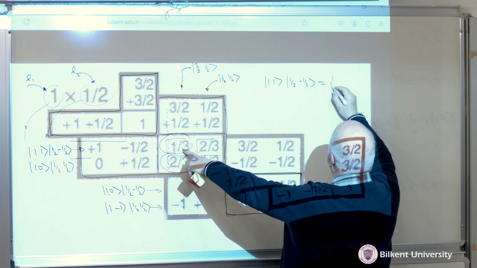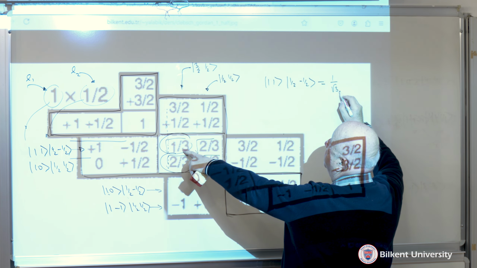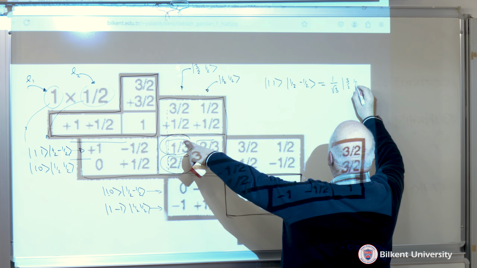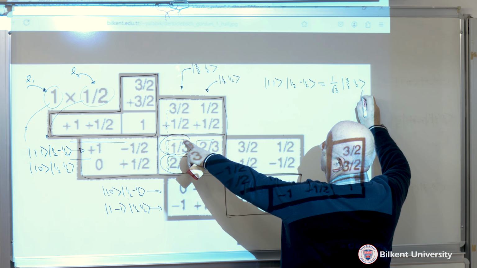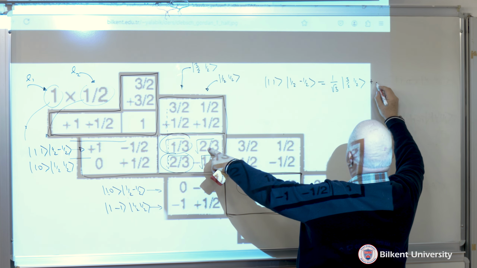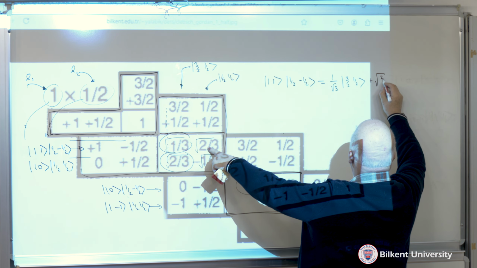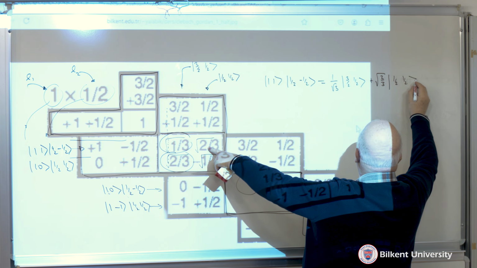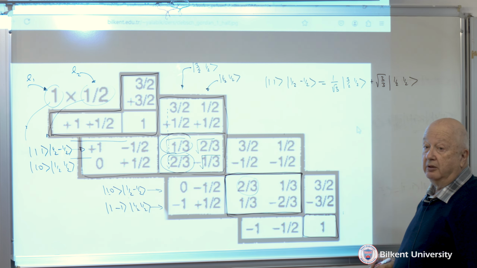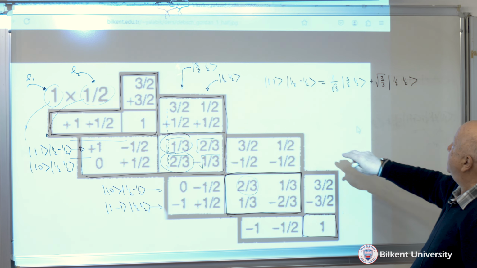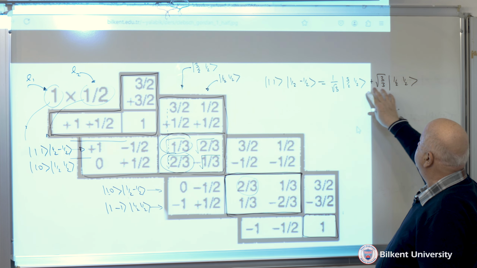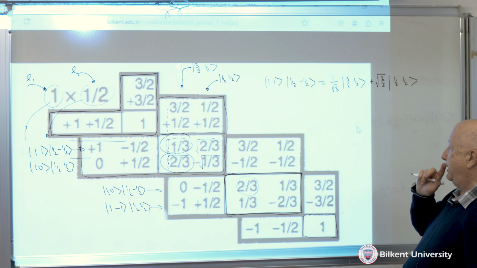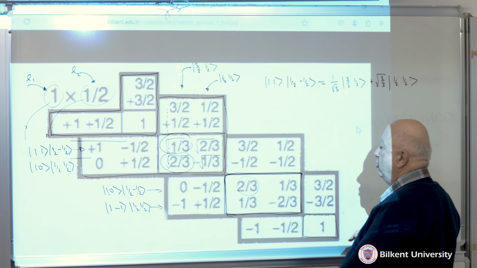So I'm going to get 1 over root 3, 3/2, 1/2, plus square root of 2 over 3, 1/2, 1/2. So I can also expand this outer product state in terms of the total angular momentum states, working towards the right. Okay, so let's do one more.